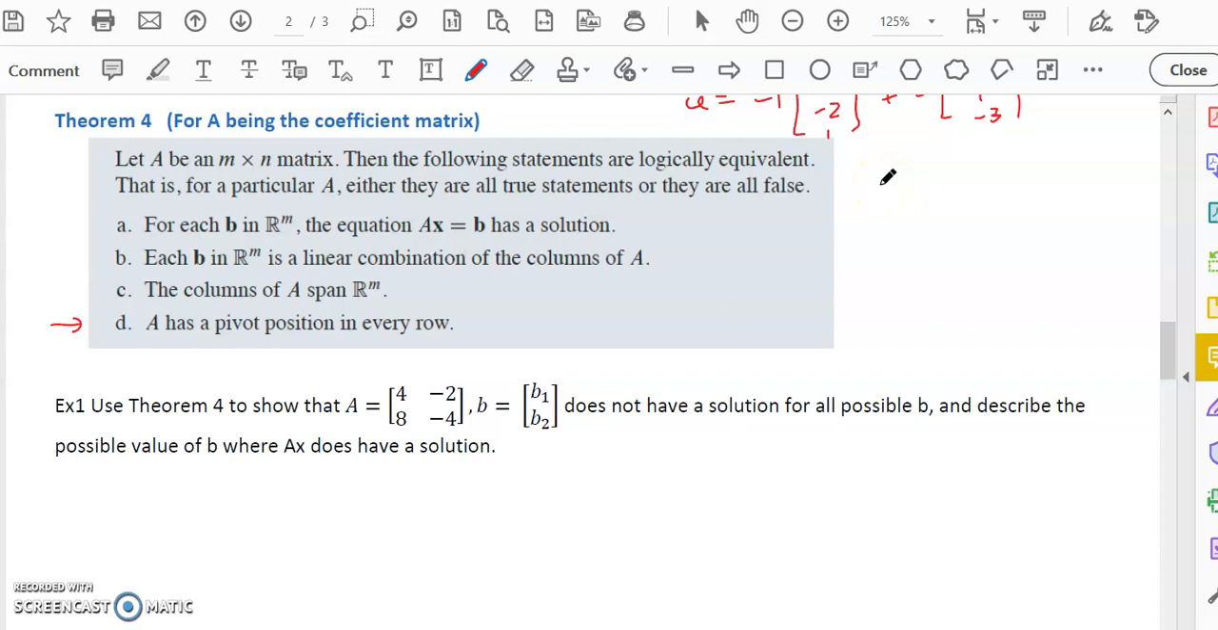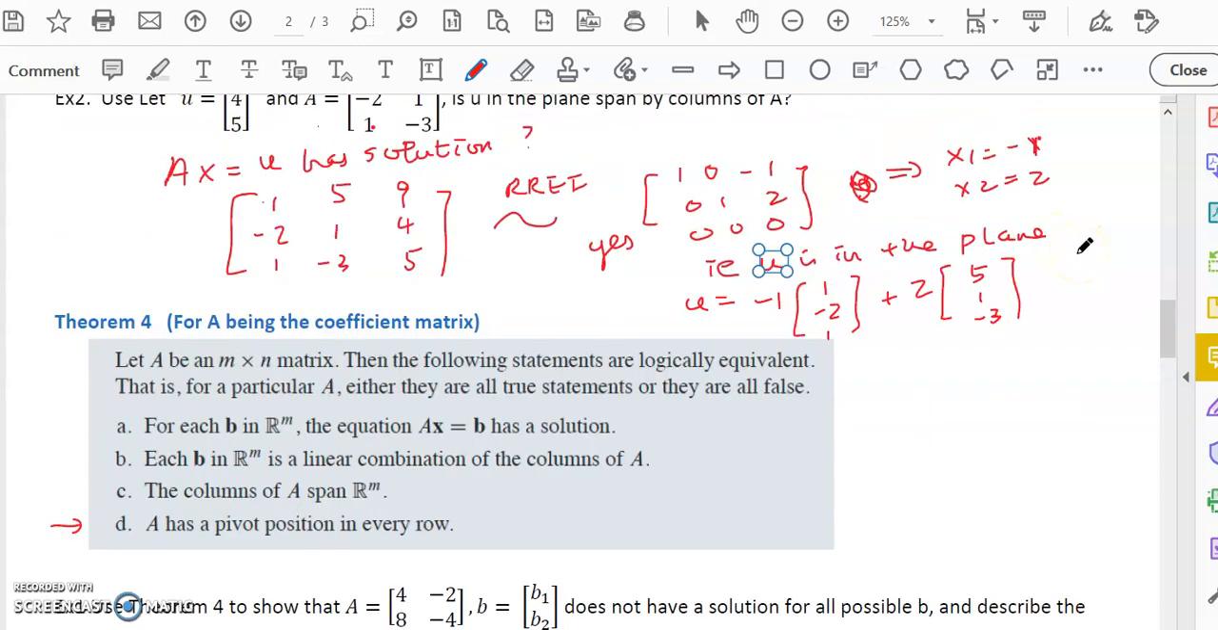Look at the example that we have earlier. We know that this is x1, this is x2, and this is the last one. So this is one of the variables, this is another variable. If I have a pivot position here and a pivot position here, it would cover every row, and then it would cover my variables, my unknowns. If A has a pivot position in every single row, this one doesn't count, because this one is B, then I have an exact solution.